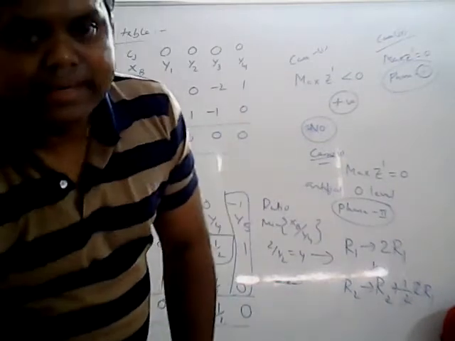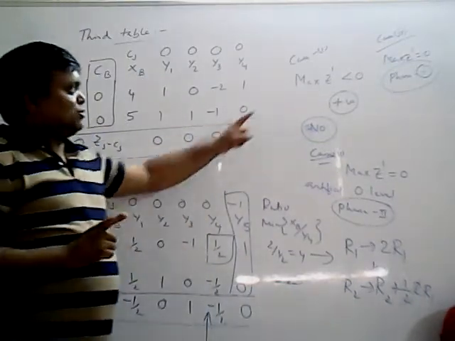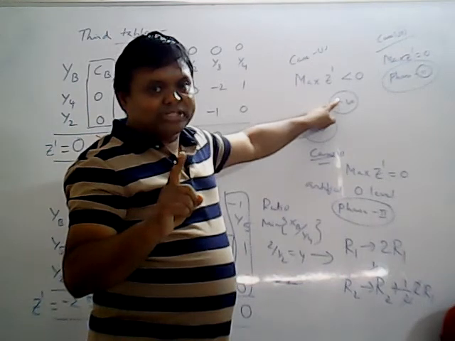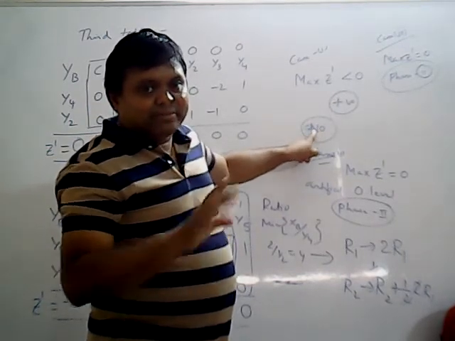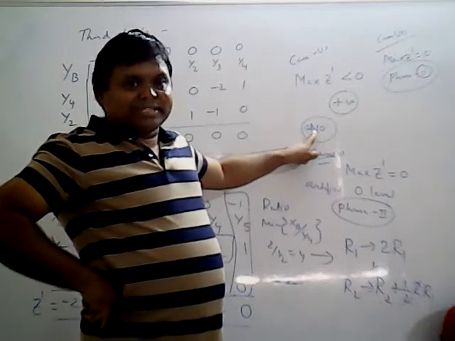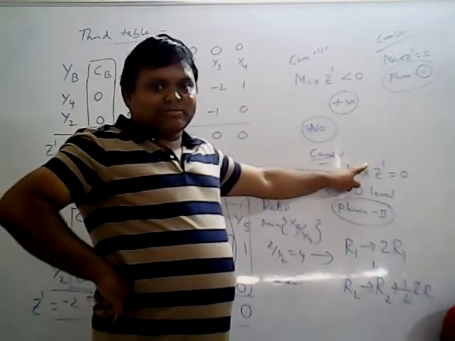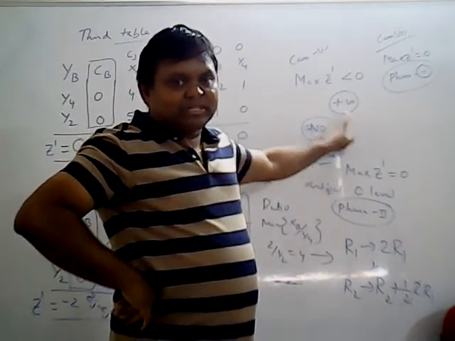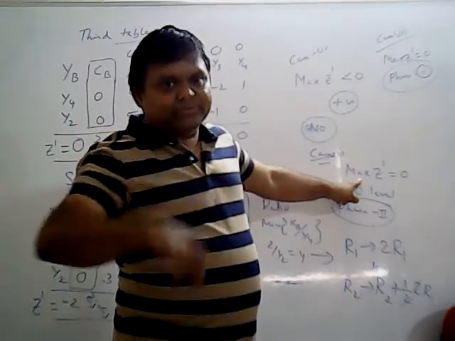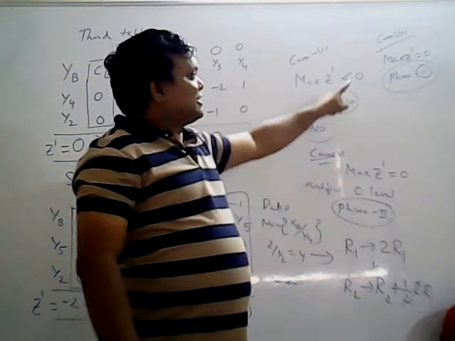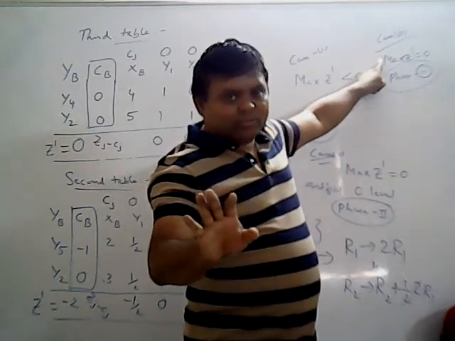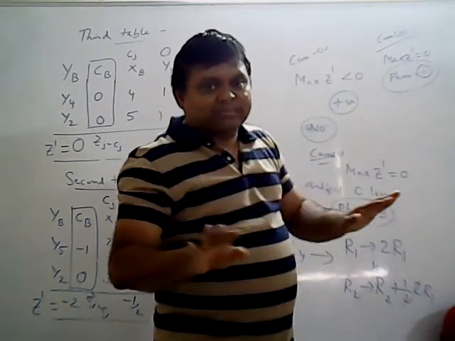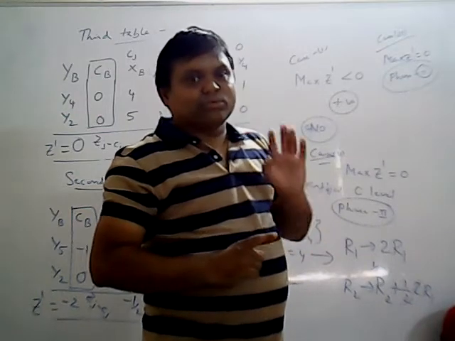Again I am repeating the cases. Maximum z dash less than 0 and one artificial vector appears in the basis at a positive level, then there will be no solution to the given LPP. That is case 1. Case 2 is maximum z dash equal to 0 and one artificial vector appears in the basis at a 0 level. This is positive level, this is 0 level, at a 0 level means 0 value. Then go to phase 2. Third case is maximum z dash equal to 0, only equal to 0. You will not get greater than 0. Maximum z dash equal to 0 and no artificial vector appears in the basis. Then also you have to go to phase 2.